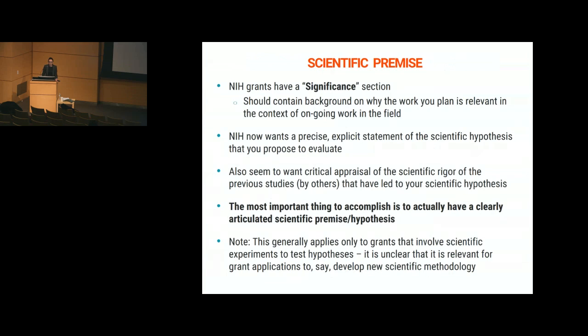They also want critical appraisal of the scientific rigor of the previous studies, the studies that you report by others in the background that have led to you forming this current hypothesis. The most important thing is to accomplish this by actually having a clearly articulated scientific premise or hypothesis. And although this generally applies to grants that involve scientific experiments to test hypotheses, it's unclear that it's relevant for grant applications that test new methodology.